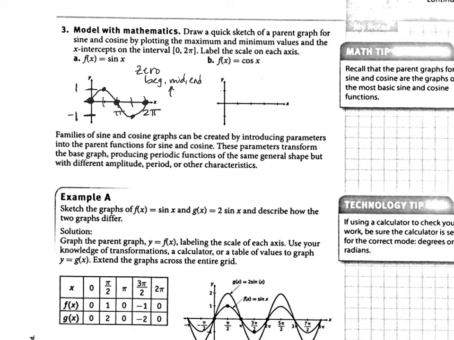For cosine, again, mark the amplitude. So we're going to go up and down 1. We go 1, 2, 3, 4, 2 pi, mark halfway. Now for cosine, it starts high. So it starts and ends high, or at its maximum. Halfway between, it's at the low point. So starts and ends high. Halfway between, it's at its lowest point.